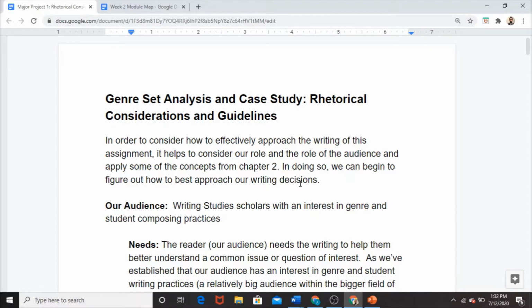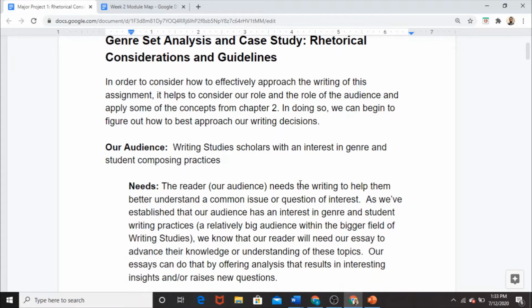So we're going to harken back to chapter 2 and the discussion of rhetorical reading and thinking about some of the questions we can ask about the readers that we are going to be engaging with for this project. So again, in the first document regarding this project, I established that our audience is going to be writing studies scholars who have an interest in genre and student composing practices. And as I'll mention later, this actually is a pretty big audience within our field.